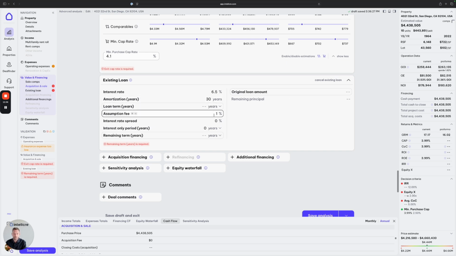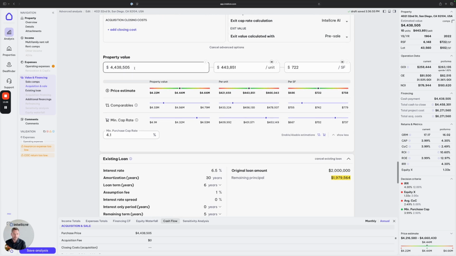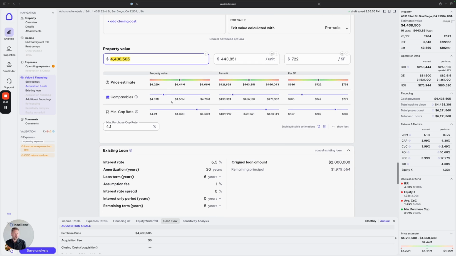Now, one very important point that we need to stress here is that whenever we're using an existing loan, so we're buying this property and assuming a loan, let me just use an example here. Loan term 6. There is a certain remaining principal payment on the loan that we're assuming. And if we are buying this deal with this existing loan, although the property value is, say, 4.4 million, that's not the acquisition or the equity that we need in order to do the acquisition, right?